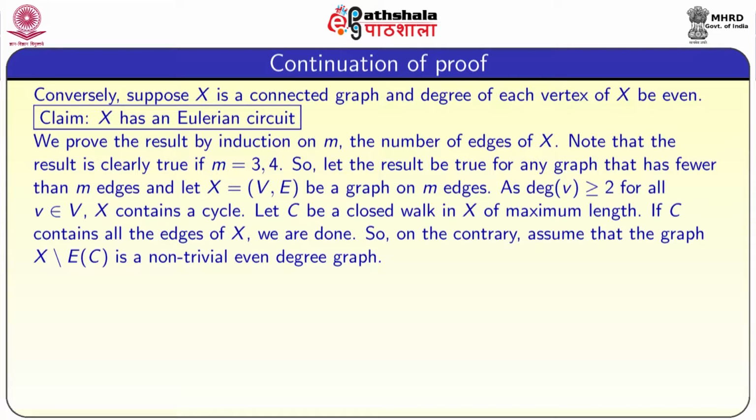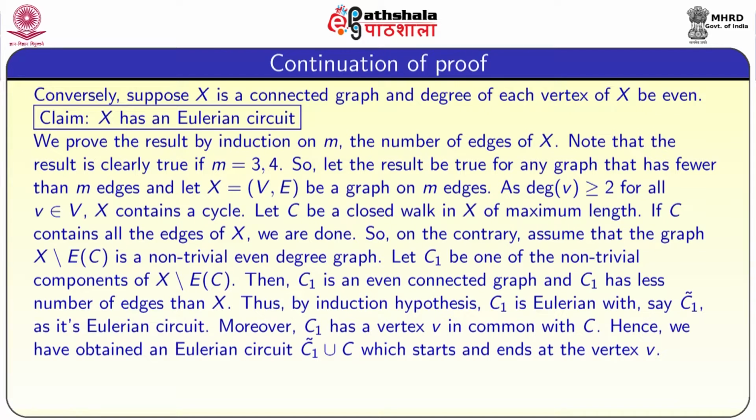If C contains all edges of X, then we are done. So, on the contrary, assume that the graph X minus the edge set of C, that means we removed all the edges in C from X, is a non-trivial even degree graph. Let C1 be one of the non-trivial components of X minus C, then C1 is an even connected graph and C1 has fewer edges than X. Then by the induction hypothesis, C1 is Eulerian, say C1' is its Eulerian circuit.